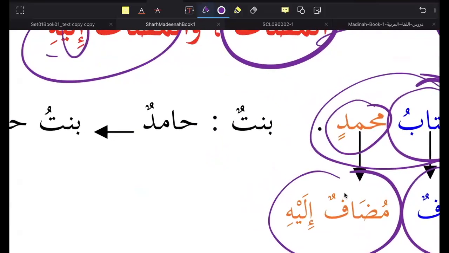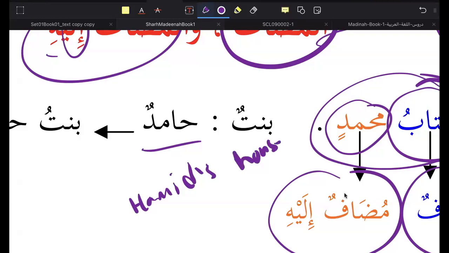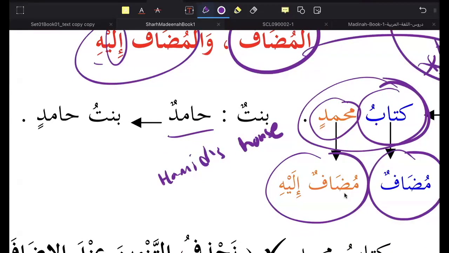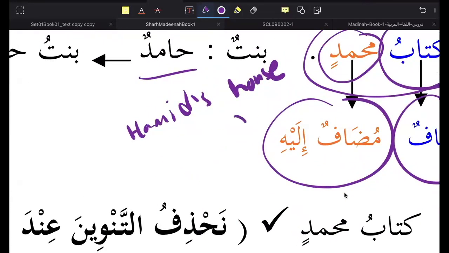So we have baytun and hamidun. Baytun is one word, Hamid is one word. We want to make a possessive case here. If I told you to make a possessive construction, the first thing that came to your mind is Muhammad's house. Is there anything wrong with this? Nothing is wrong with this. But if you want to translate better, you convert that into the of construction. So what would you say? The house, now you bring the house first, house of Hamid.